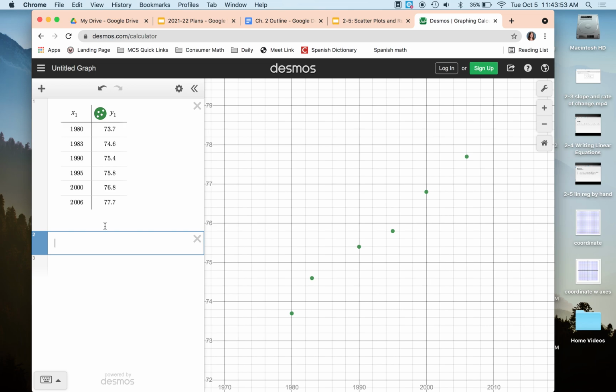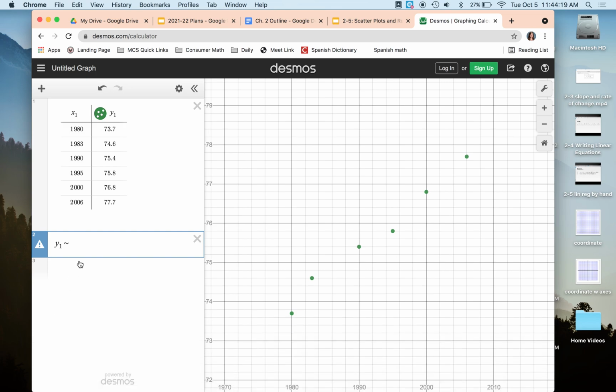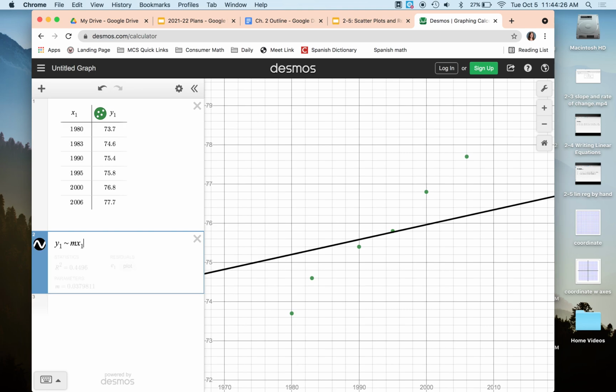So we're going to tell Desmos the following. Okay, start a new line, keep your table, and we're going to tell Desmos I want y1 to approximate. So you're going to click that little squiggle. That is found hitting shift and the key right next to the number 1 on your keyboard. Or you can also find the little squiggle by going into the Desmos keyboard, clicking ABC. It is also right there. Okay, so I want y1 to be approximately close to slope-intercept form, so mx1 plus b.